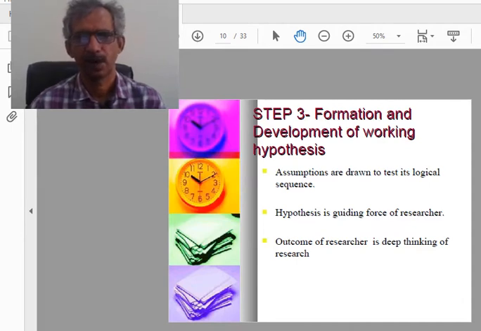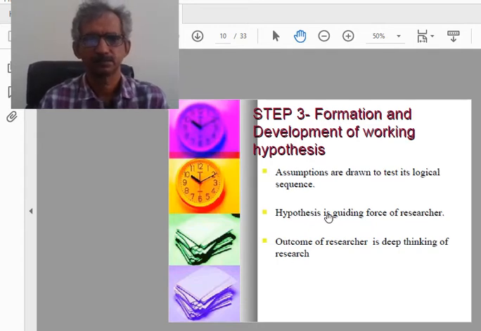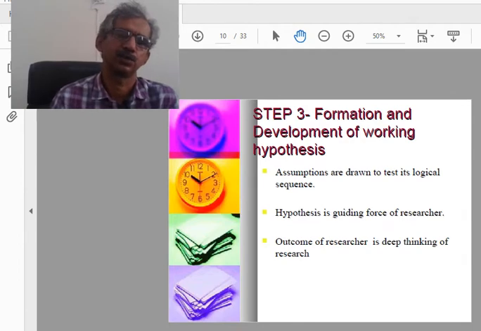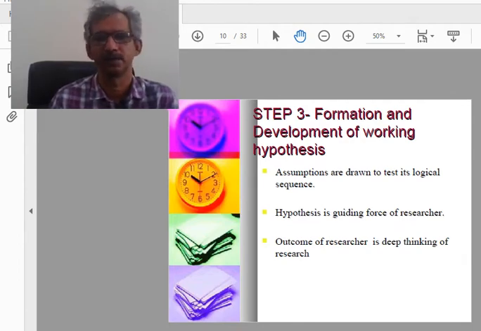So the third step: the formation and development of working hypothesis. Assumptions are drawn to test the logical sequence, that is, how the variables are related. For this purpose, researchers develop the assumptions, the hypothesis. Hypothesis is the guiding force of the researcher. The outcome of the research is deep thinking, when you think thoroughly and check the relationship of the different factors, the different variables.